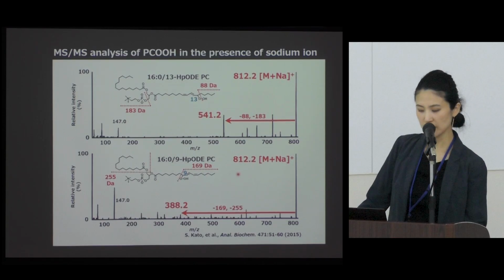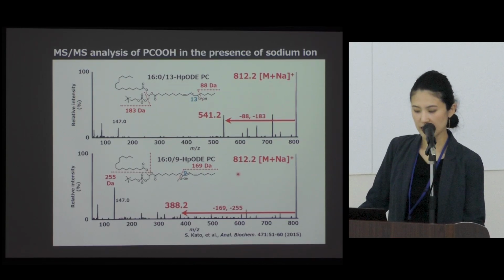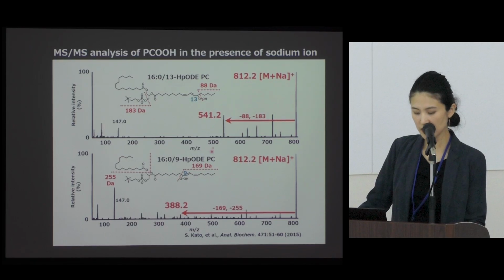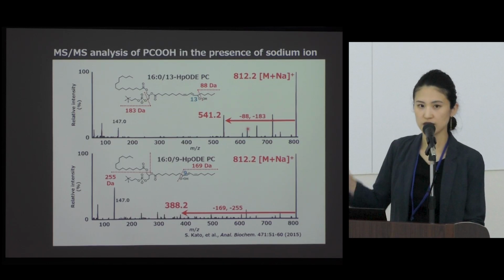But fortunately, Dr. Kato found that in the presence of alkali metals such as sodium ion, the hydroperoxide positional isomers give unique product ions. This is the 13 and this is the 9 hydroperoxide. As you can see, there is a totally different product ion pattern, which gives us information about what positional isomer is in it.